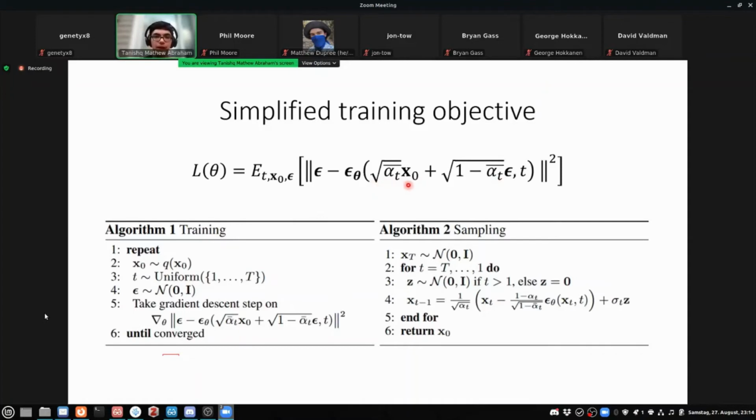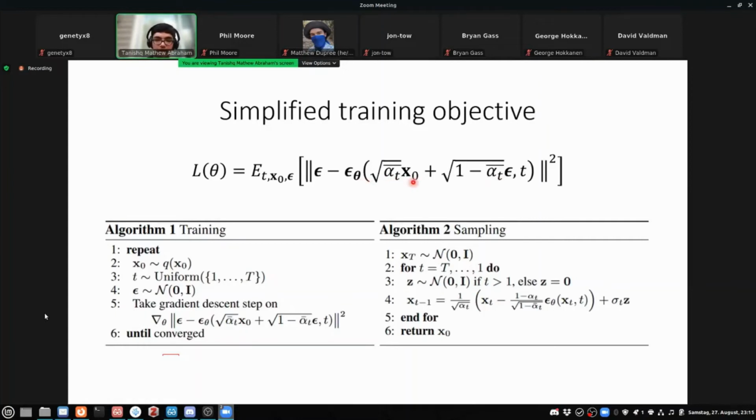You can see the training algorithm here. We take a random original image, whatever sample we have observed in our data set. We select an image, and then we select a random time step. Then we calculate the noisy image at that time step. That's what this equation is giving us: xt.